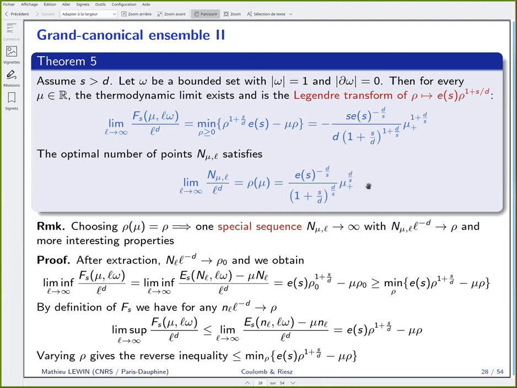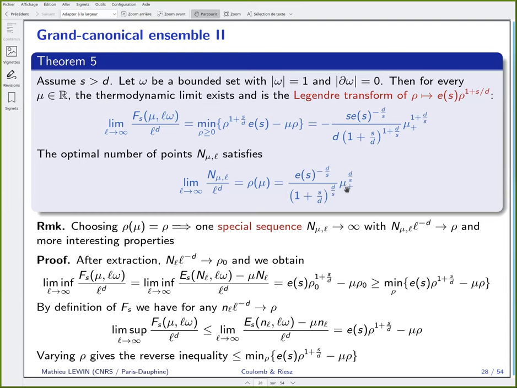Okay, so I am now fixing mu, but I know what the optimal number of points will do. It will have a certain density rho of mu given by this formula. It's an explicit formula, so I can easily invert it. So for instance, if you ask me to reproduce a given rho, I have to solve this equal to rho. That gives me a unique mu, which behaves like rho to the power s over t.